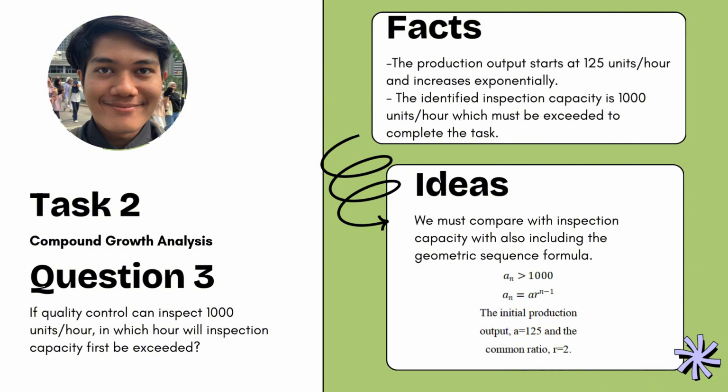And the other point is, the identified inspection capacity is 1000 units per hour, which must be exceeded to complete the task. So we must compare with inspection capacity, also including the geometric sequence formula, where a sub n is more than 1000. A sub n equals a times r to the power of n minus 1. The initial production output for a is 125 and the common ratio r equals 2.